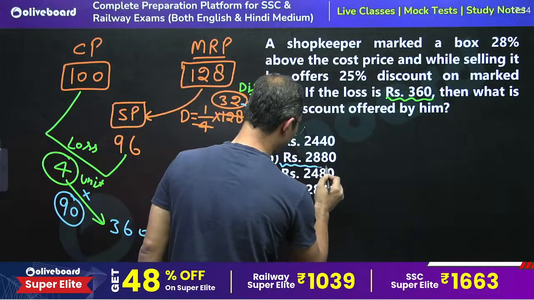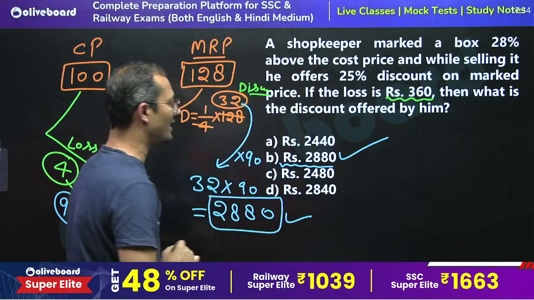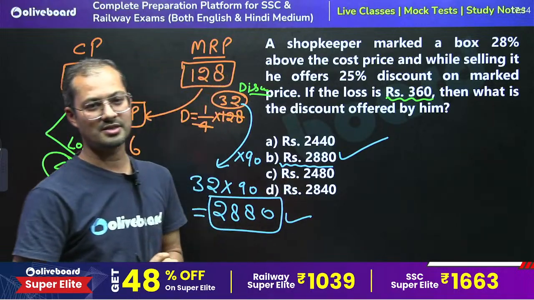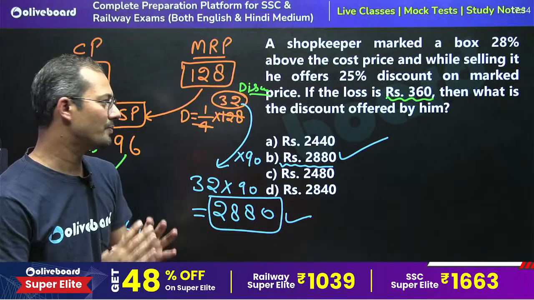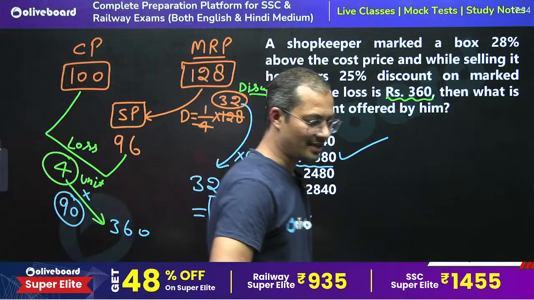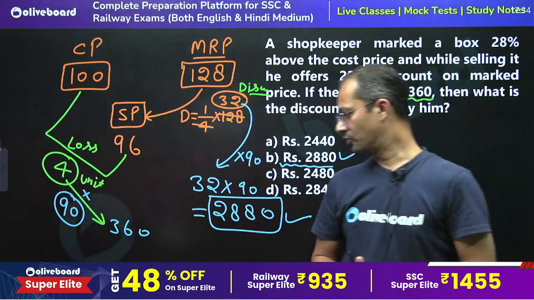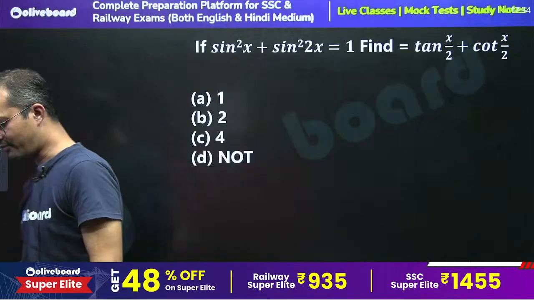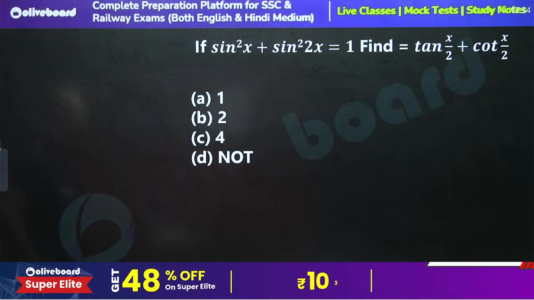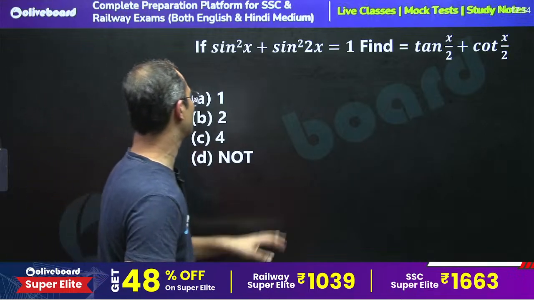So we can say that B part is the right answer. The discount being offered by the shopkeeper is 2880 rupees. So see, this is how we can calculate, right? Is this clear? So moving forward, tell me what is the answer for this question. Yes, Vishnu, you are very much correct. Yes. Now tell me what is the answer for this question.